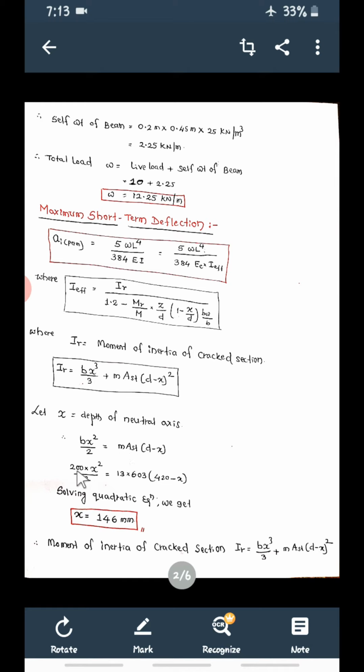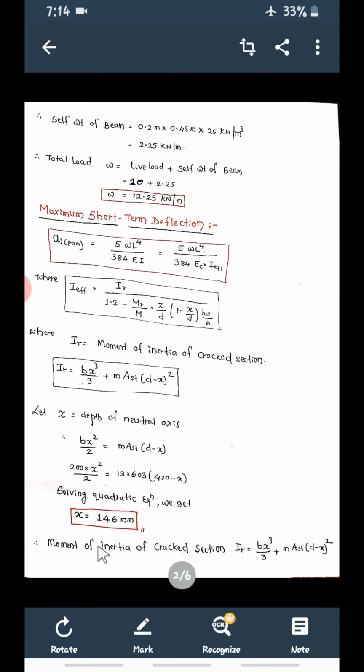So B is 200, x square by 2, into modular ratio m 13, AST 603 into effective depth 420 minus x. If you simplify this, you will get a quadratic equation of the form AX square plus BX plus C. If you solve the quadratic equation, we get the neutral axis depth X equal to 146 mm. So now we have got X.